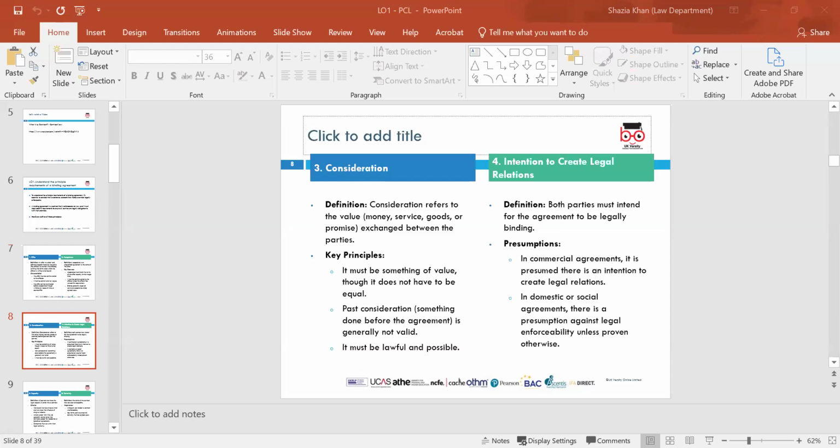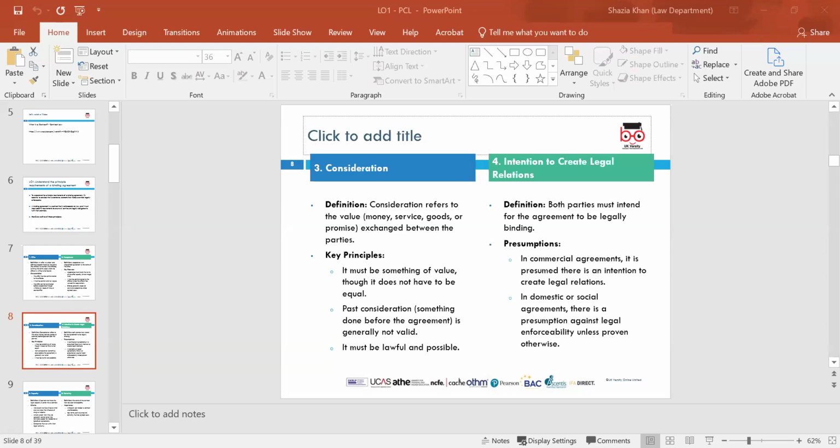So next one is consideration. Consideration is something that has value in the eyes of the law. It is an essential element of forming a valid contract. In practice, there must be an exchange of valuable things for a legally binding contract. Consideration is one aspect of the contract forming process and is necessary for every new agreement to be enforceable in law.